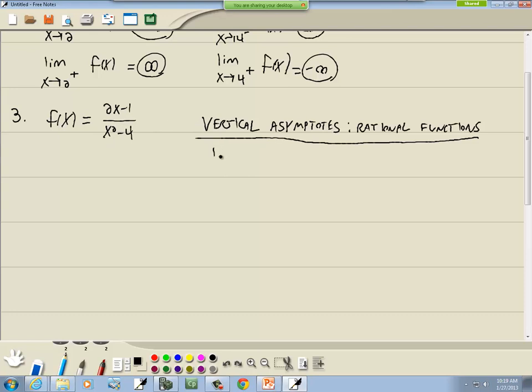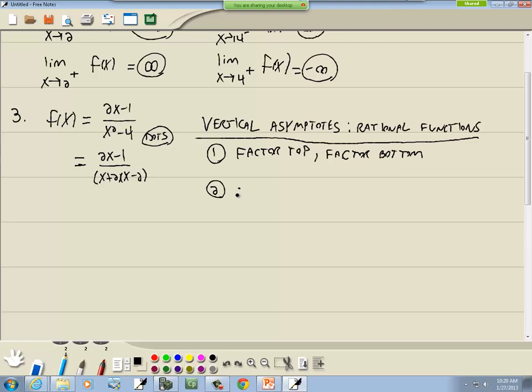What we're going to do is we're going to factor the top and factor the bottom. Okay, so for this problem here, the 2x minus 1, can't factor that. But the x squared minus 4, that's a difference of two squares. That factors as x plus 2, x minus 2.